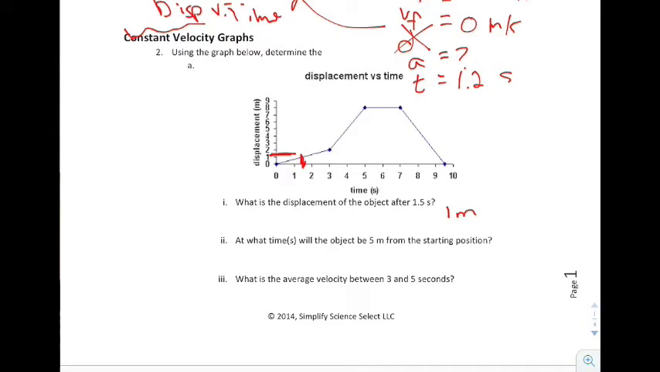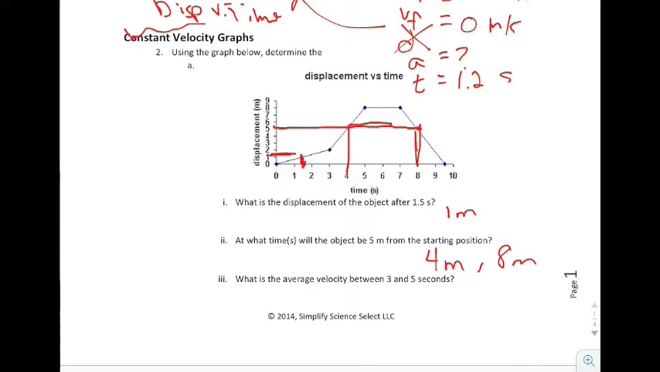At what time will the object be 5 meters from its starting position? I would take 5 meters, draw a line across and draw a line down, and it would be 4 seconds. Now you also have to look and say, well, if you keep going, there's another point at which it's going to be 5 meters, and that's going to be right here, which is 8 seconds. So there's actually two answers to that. And then finally it says, what is the average velocity between 3 and 5 seconds?